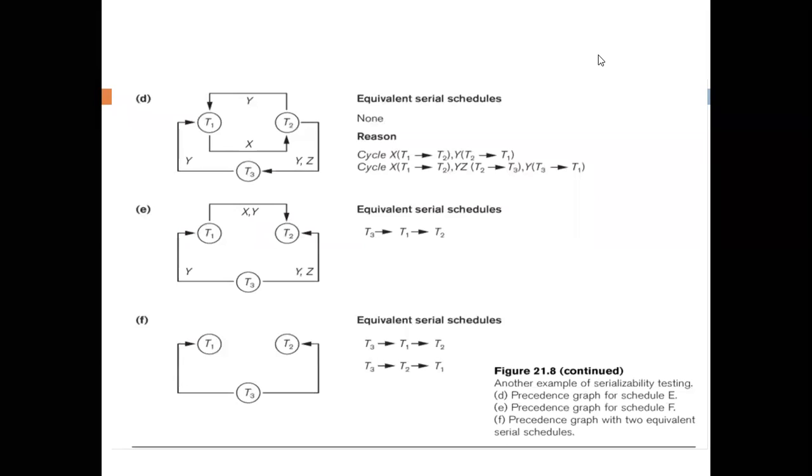So this is the graph for all the things which we discussed.